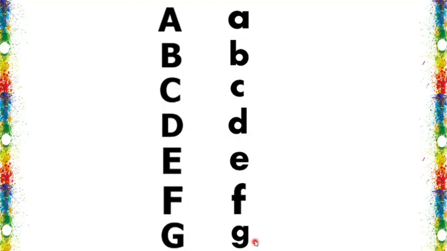Now let us repeat one last time. Capital A, small a, capital B, small b, capital C, small c, capital D, small d, capital E, small e, capital F, small f, capital G, small g.